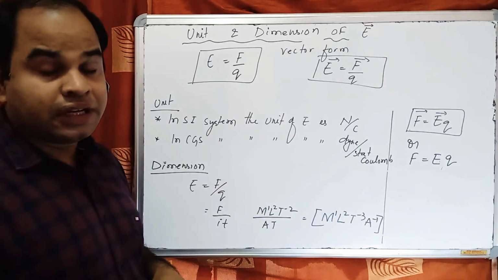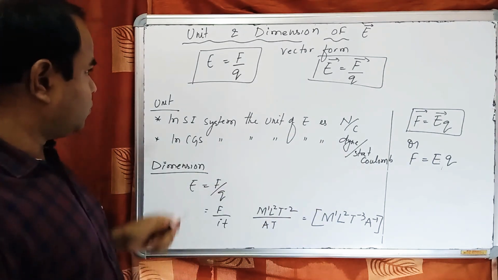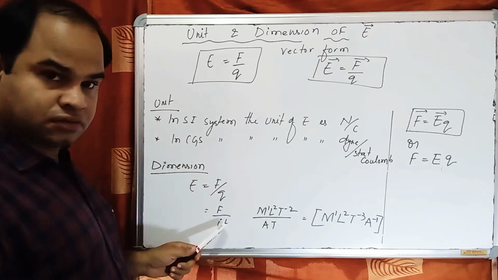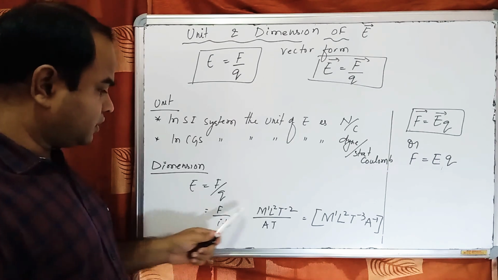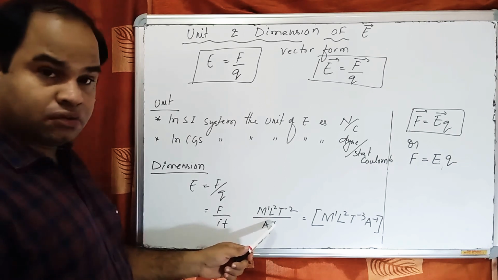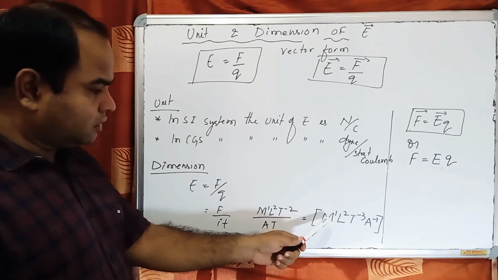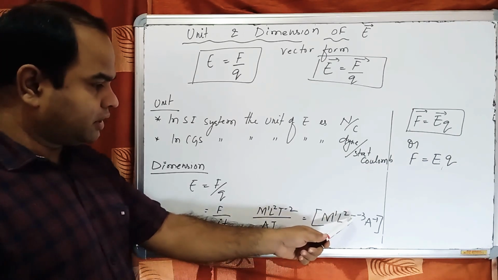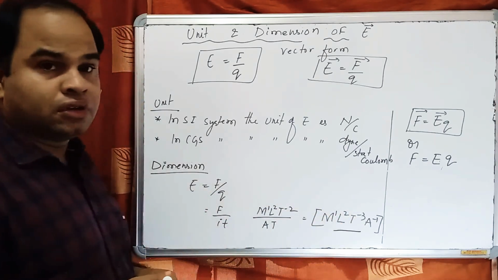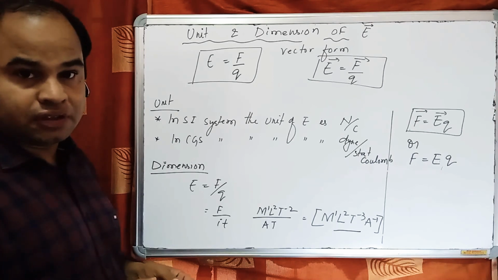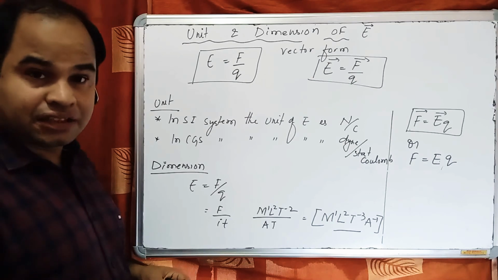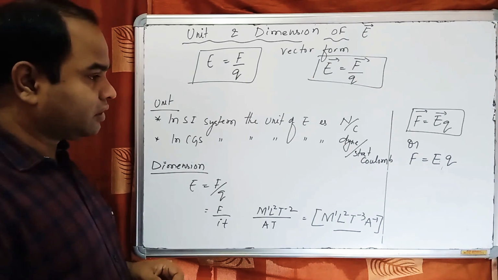Now the dimension. E is equal to F by q, and q is equal to IT. The dimension of F is M1 L1 T minus 2, and IT is ampere into time. So we get M1 L1 T minus 3 A minus 1. This is the dimension of electric field intensity or electric field strength.